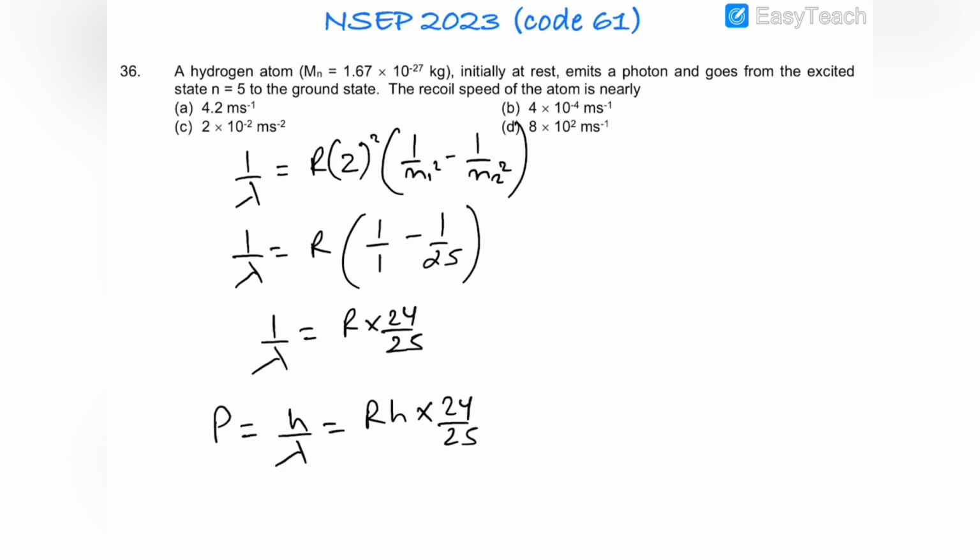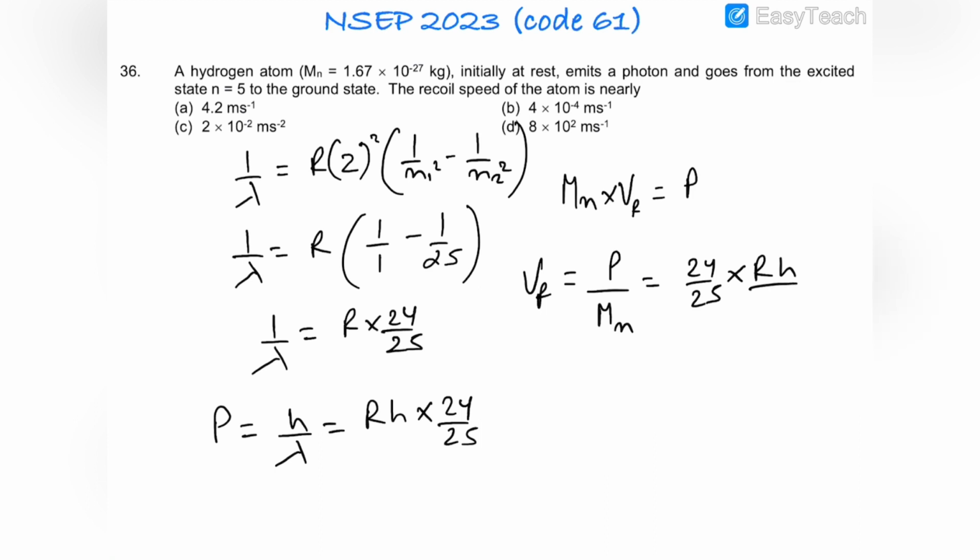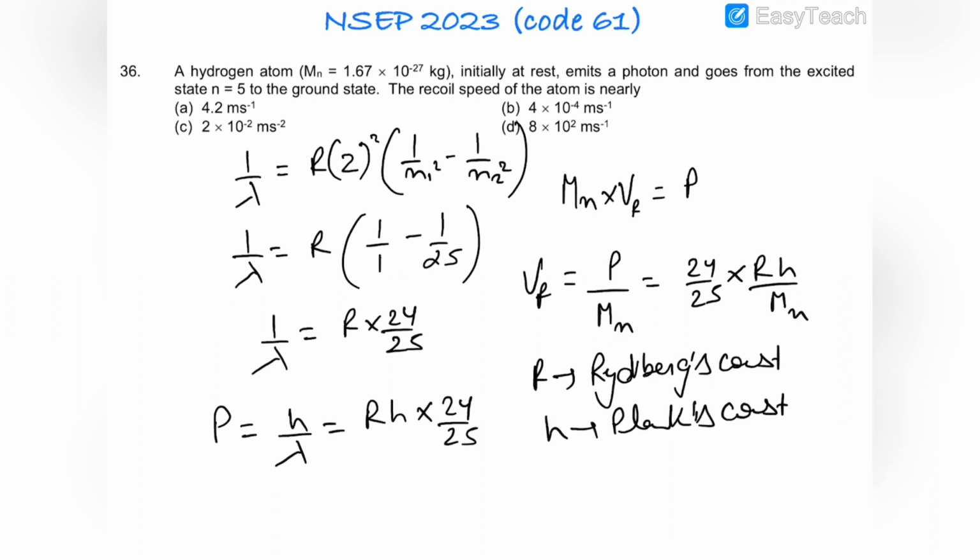Okay, now we know that by the law of conservation of momentum, the recoil momentum of the hydrogen atom would be the same. So mn into v recoil will be equal to p, and v recoil will be p by mn. P is 24 by 25 R h by mn, where R is Rydberg's constant and h is Planck's constant. So by substituting the values, we will get the velocity as 4.2 meters per second. So the correct answer would be A. Now we move on to the next question.